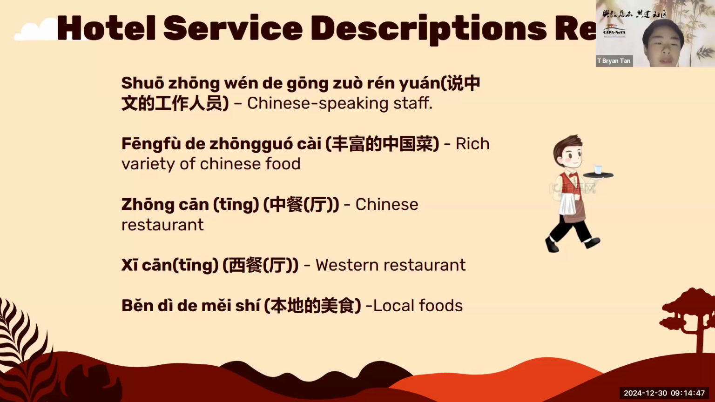And then 丰富的中国菜 just means rich variety of Chinese food. 丰富的中国菜. Okay, again, you want to introduce to your customer and say, this restaurant has a very rich variety of Chinese food. How do you say that in Chinese?